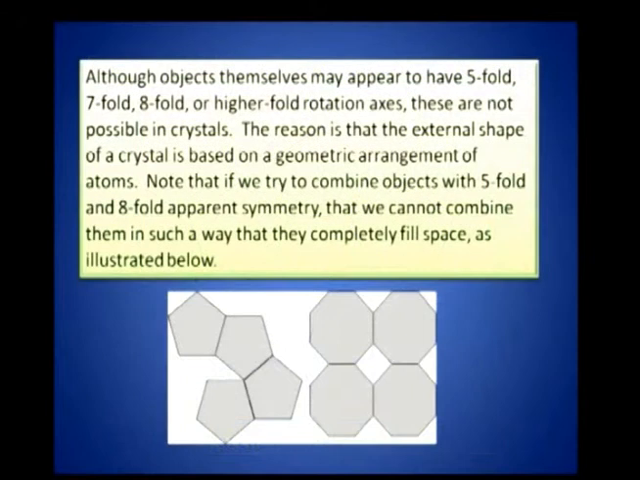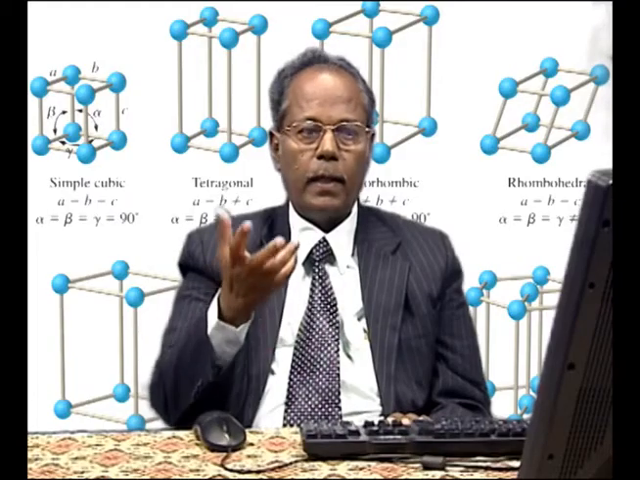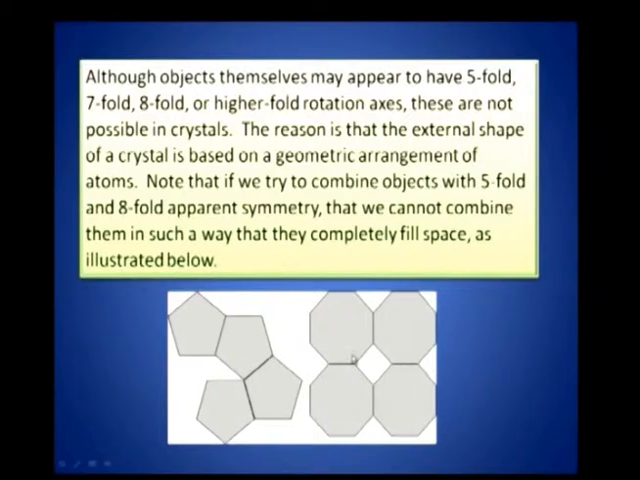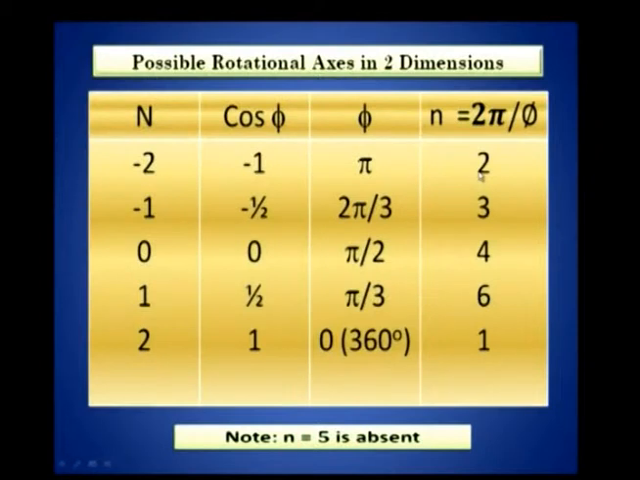Okay. Similarly, if you look at 7-sided elements, you can have 7-sided or 8-sided elements. If you put 7-sided objects and keep them side by side, what will happen is they will start overlapping. Similarly, 8-sided objects also will not be able to fill up space, there will be empty space here, right.